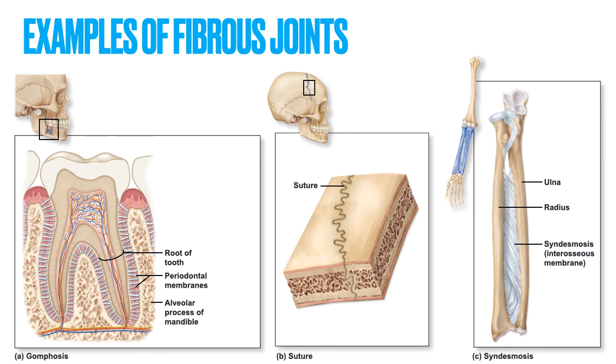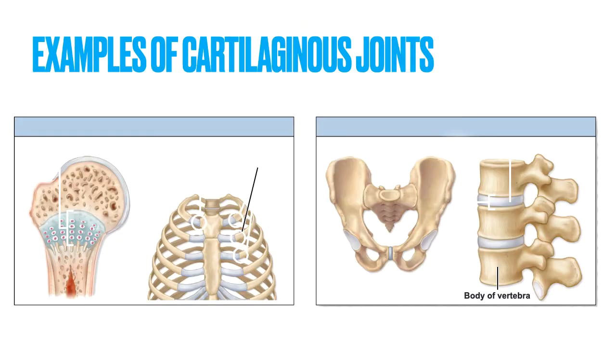Syndesmosis is singular. Syndesmoses is plural. So if I'm talking about multiple joints of type C, then that would be syndesmoses. If I'm just talking about one, that is a syndesmosis. Okay, so just moving forward, keep that in mind.